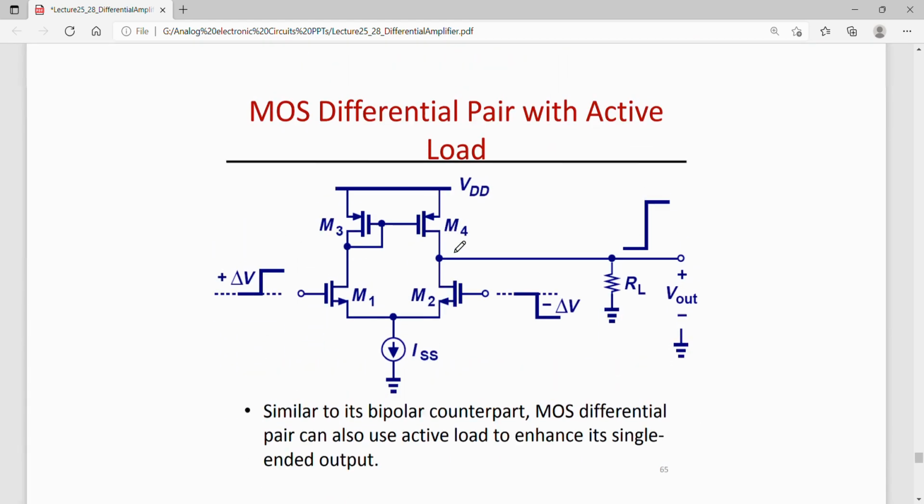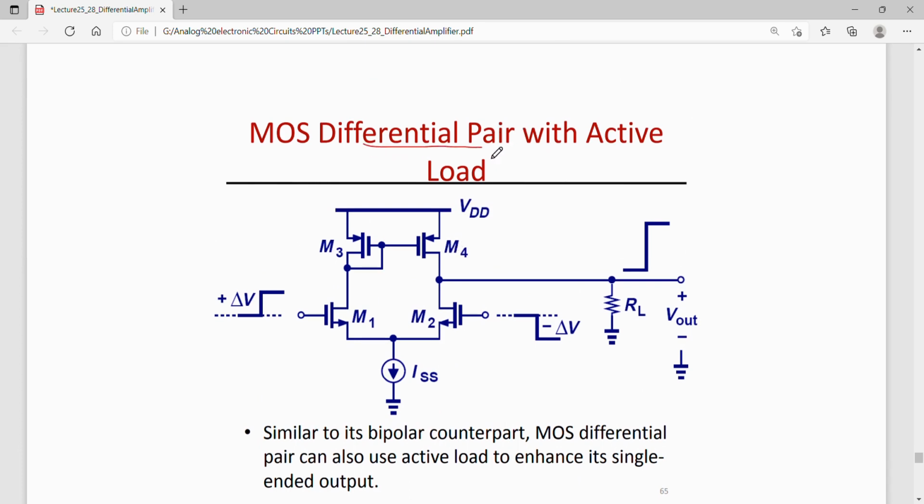Now, similar to the BJT based differential pair with active load, one can also design a MOS differential pair with active load. So it's a P-type MOS or PMOS cascode. So a PMOS cascode can be used as a load to a MOS differential pair. Again, the same analysis that we had done for the BJT based differential pair with active load, the same discussion applies here also.